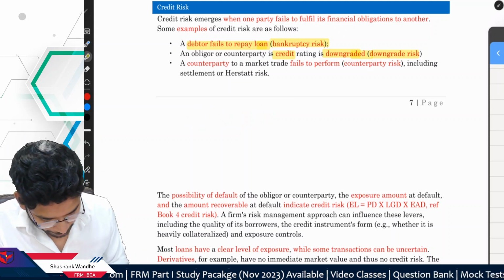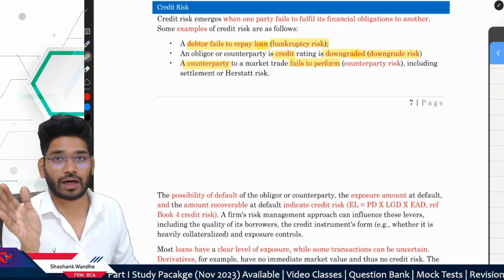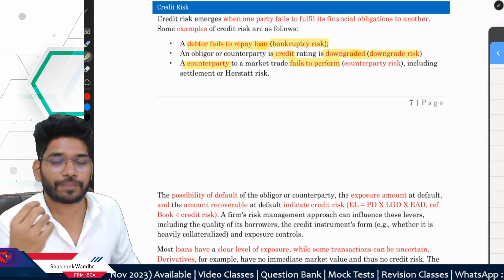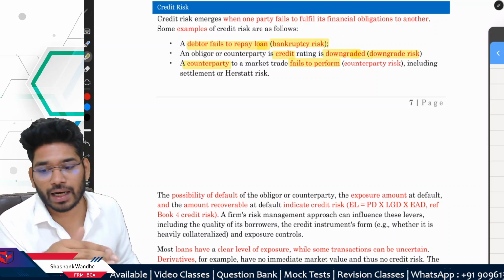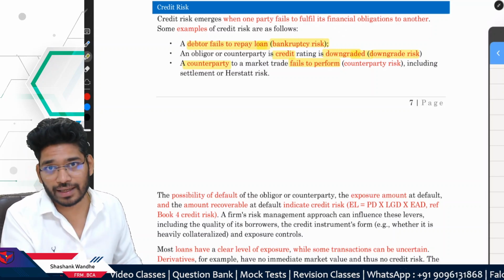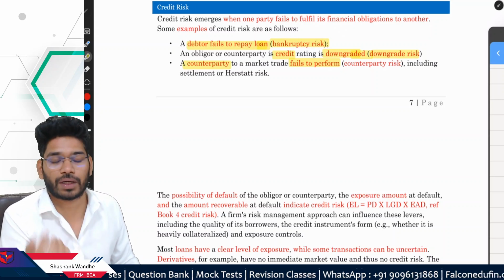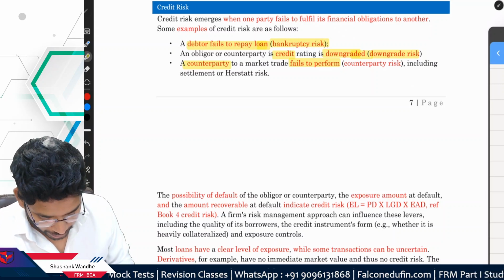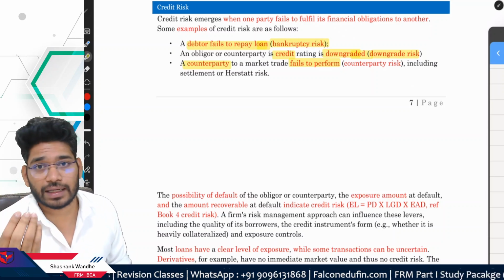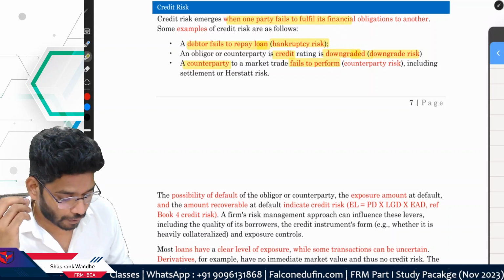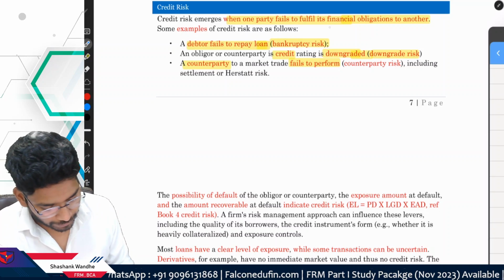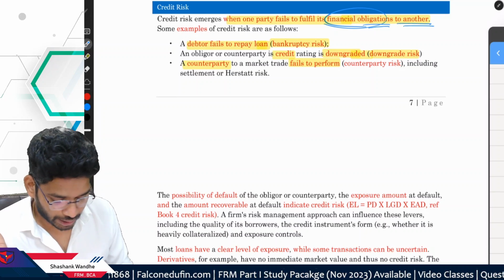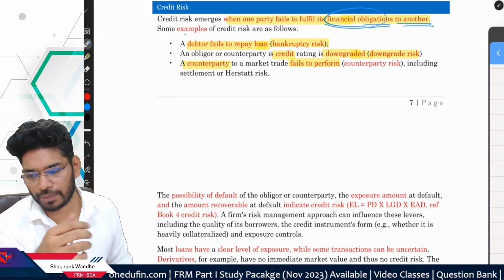Then comes the counterparty risk. Counterparty risk arises in the case of market trades specifically, like what we discussed in the betting example, or in a derivative transaction. In our betting case, I was your counterparty. I was supposed to pay you, so I failed. So the counterparty fails to pay. Here, the proper definition of credit risk, if it gets tested in the examination, is when one party fails to fulfill a financial obligation or liability to another. This is the credit risk, and these are the examples.